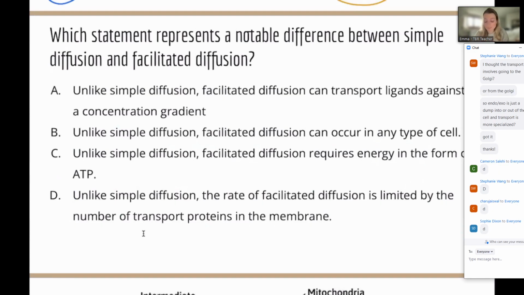Great. D. Really simply, facilitated diffusion is still diffusion, so it is not going against the gradient. Facilitated diffusion can occur in any type of cell, but so can simple diffusion. Facilitated diffusion requires energy? That's not true. And that leaves us with D. Excellent. We'll just put an X through there.